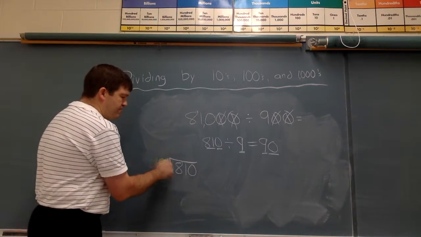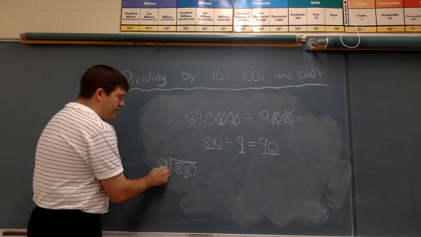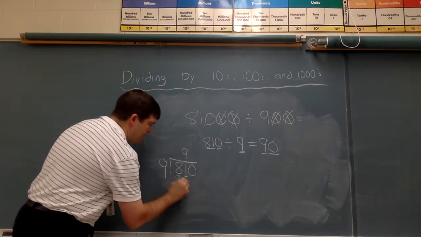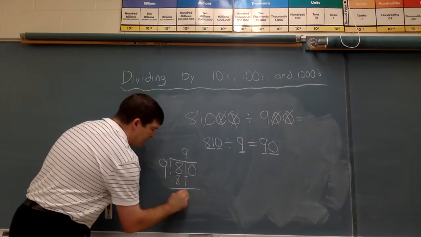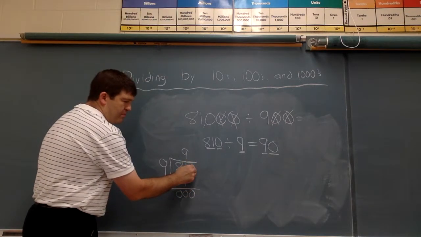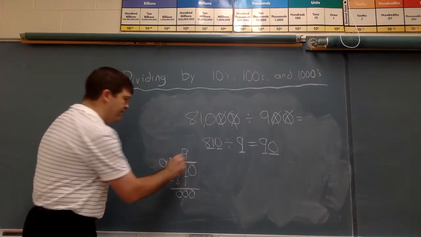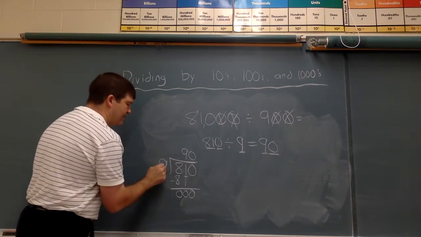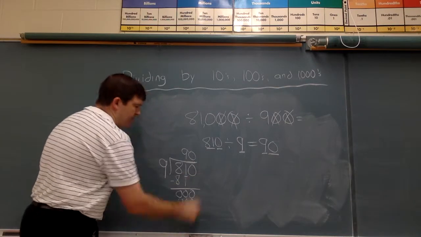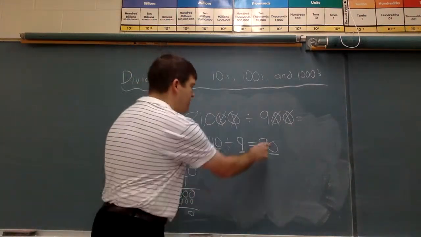9 goes into 8, it doesn't go in there at all. So now I have to go to this number. 9 goes into 81, 9 times. 9 times 9 is 81. I subtract that, I get 0. I bring my 0 down, and because I still have one more place value here, I have to say, how many times does 9 go into 0? Goes in there 0 times. 9 times 0 gets me 0. And there's nothing left to come down. 90. Okay? So I got the same both ways.